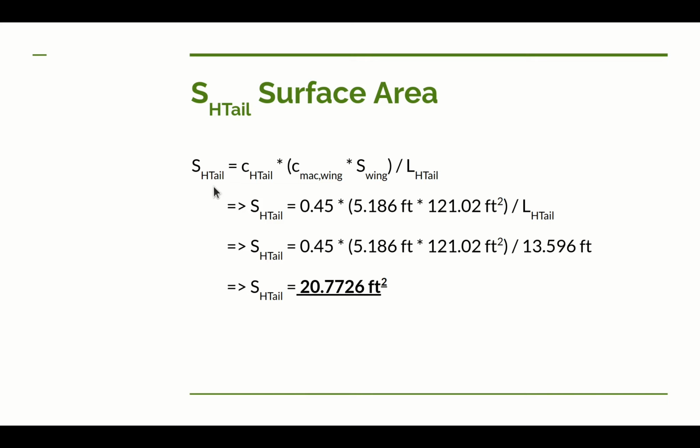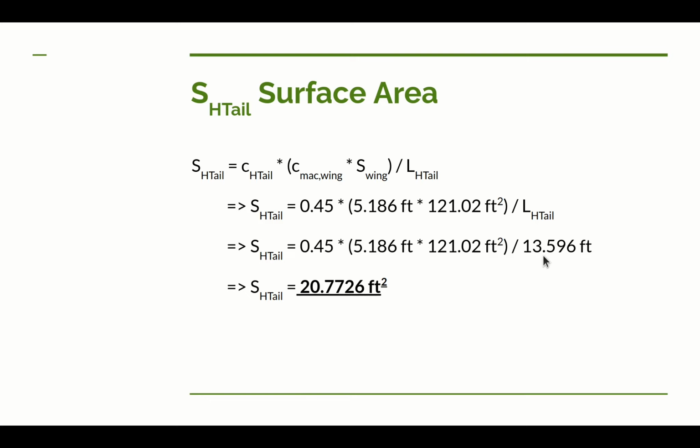Now keep in mind, Raymer says that for a V-tail, the way you come up with the surface area is you calculate a horizontal surface area and a vertical surface area, you add those two together, and that's the surface area for your total V-tail. So that's what we're going to do.